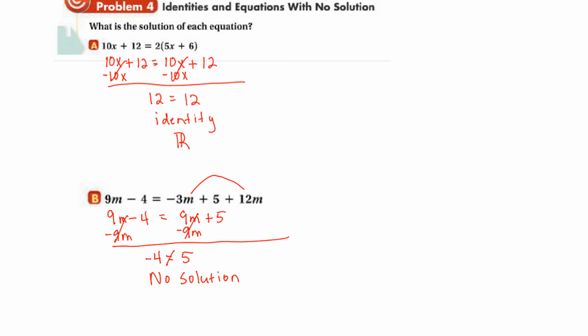So to answer our original guiding question, what are the possibilities that can happen when I solve an equation? My possibilities are that I can get one solution, and an example of that would be x equals 4. That means the equation is true when x equals 4. There is only one solution.